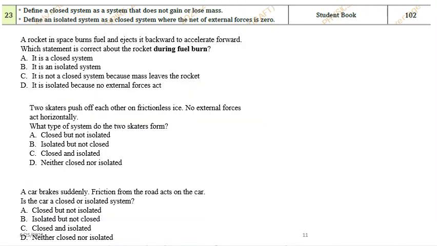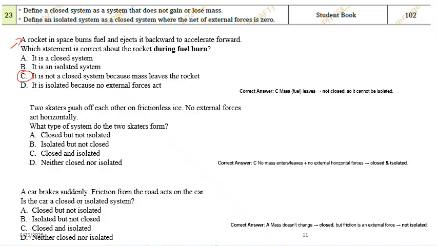Fine. There are certain questions in connection with a rocket in space that burns fuel and ejects it backward to accelerate forward. Which statement is correct about the rocket during the burn? It's a closed system, it's an isolated system? It's not a closed system because mass leaves the rocket. It's not isolated because no external force is acting on it. It's not a closed system. Why? The mass is removed.